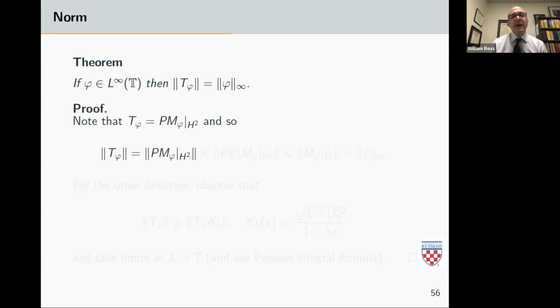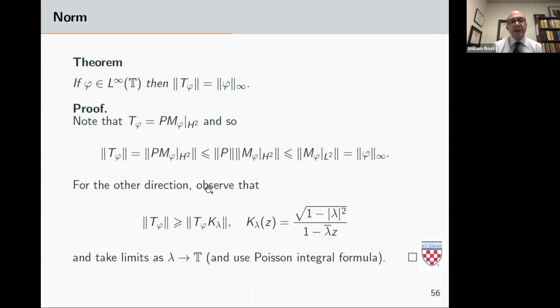All right, so let me give you an outline of this argument. You can think of T phi as the restriction of M phi, followed by P. So the norm of T phi is less than or equal to the product of the norms. I'm going to do 2 steps at once here. First of all, the norm of a projection is equal to 1. And then the norm of the restriction increases when I don't restrict it anymore. And then we just proved that the norm of the multiplication operator is actually the essential sup norm. So the norm of the Toeplitz operator is at most the essential sup norm of phi.